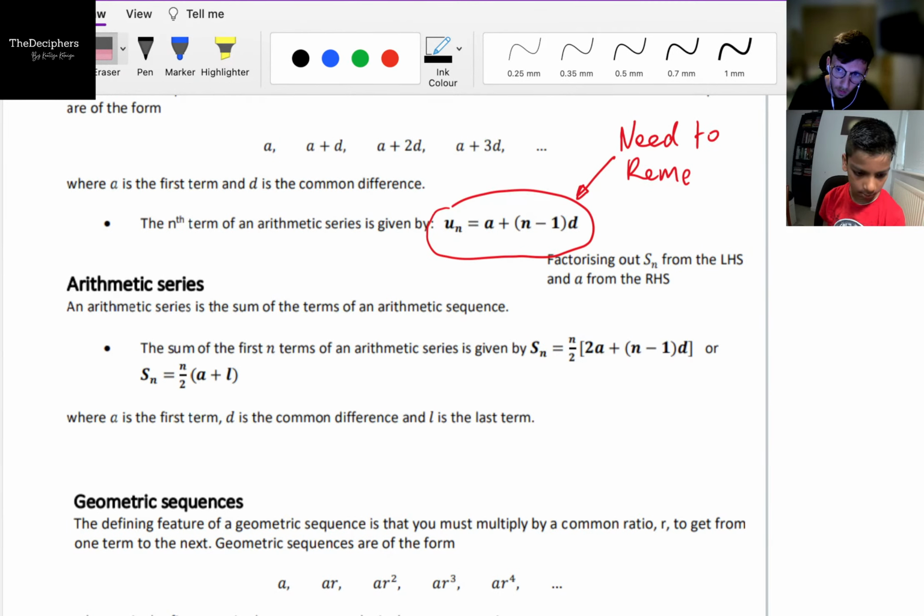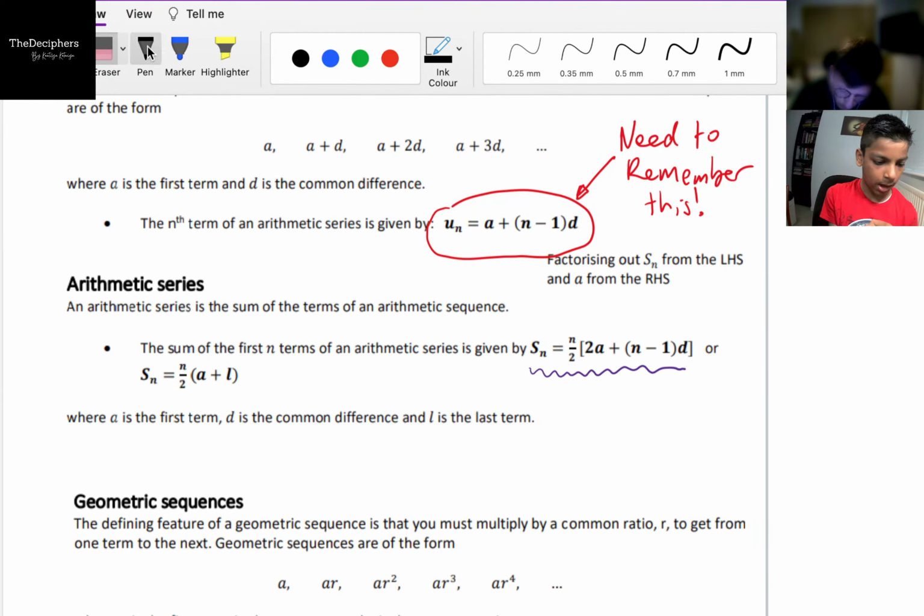So now let's do the arithmetic series. An arithmetic series is the sum of the terms in an arithmetic sequence. The sum of the first n terms in an arithmetic series is given by S of n is n divided by 2 times 2a plus n minus 1 d. Or S of n is n over 2 times a plus l. So a is the first term, d is the difference, and l is the last term.